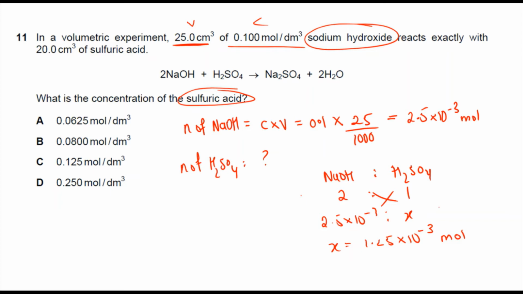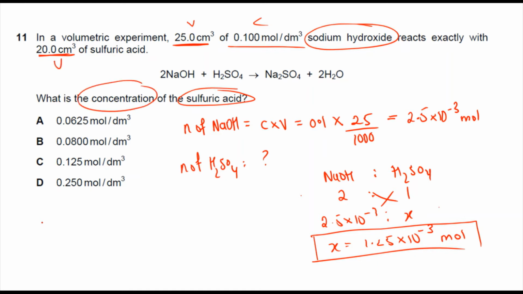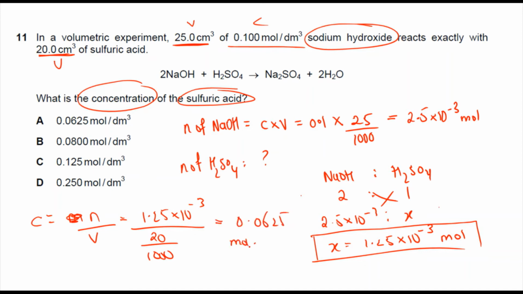Now that I have moles of H2SO4 and I've already been given the volume of H2SO4, can I find the concentration? Well, hell yeah. Because concentration is moles, we actually use the letter N for moles, N divided by V, moles over volume. The moles are 1.25 into 10 to the power of -3, and the volume is 20 divided by 1000. The answer will turn out to be 0.0625 moles per dm cube.